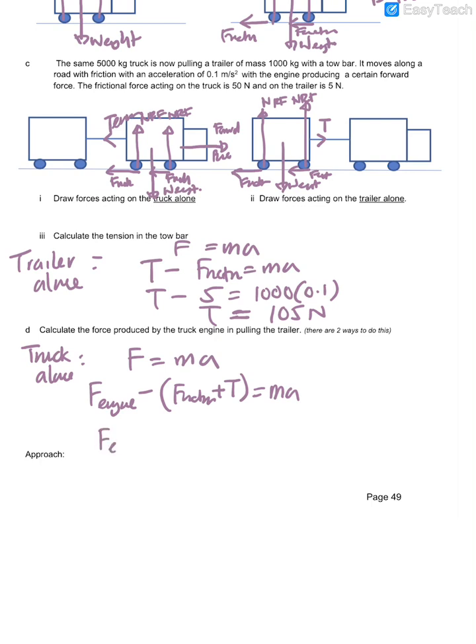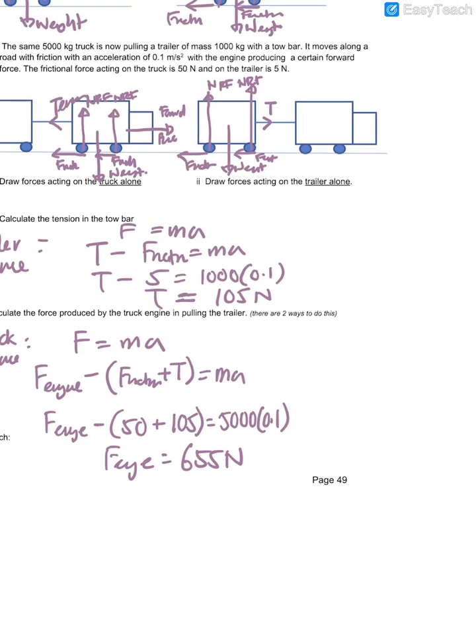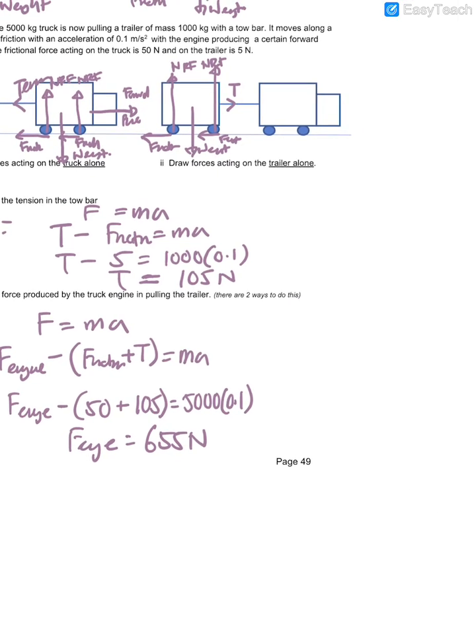Next time you will forget how you did it. So force engine minus friction is how much? 50. Tension is 105. What's the mass? 5,000. Times 0.1. Okay, so from here, work everything out. 655, right? Okay, that's truck alone. Can make sense, okay, next.